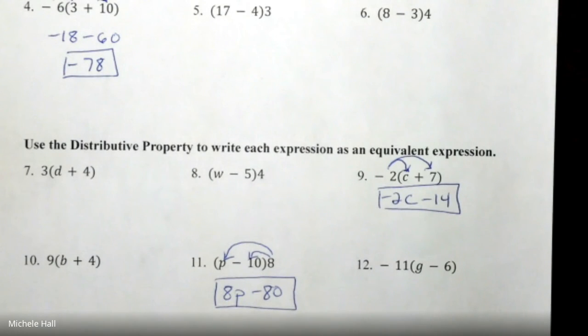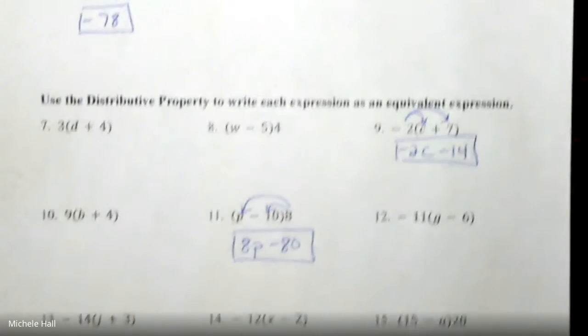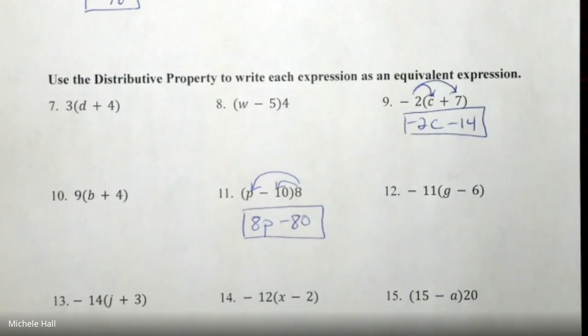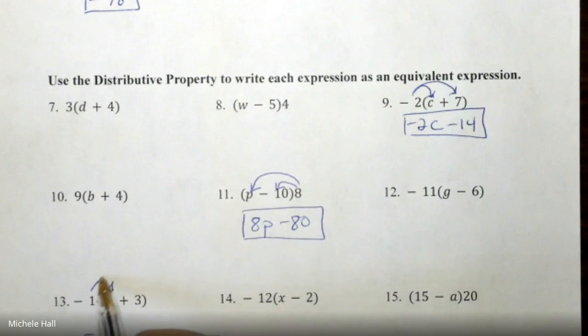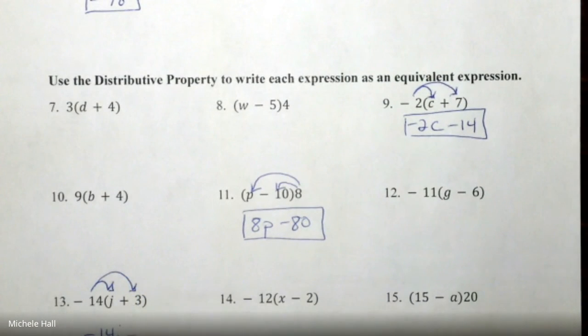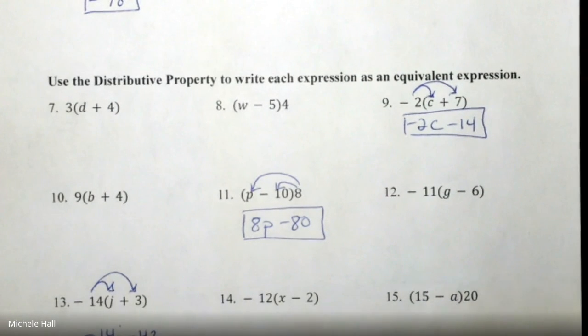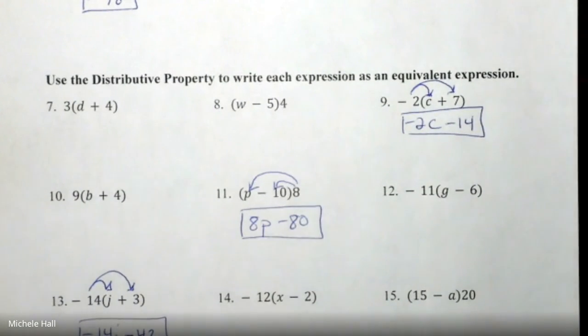Number 13. Go ahead and try this one and then I'll do it. Number 13. Negative 14 times J is negative 14J. Negative 14 times 3 is negative 42. 14 times 3, 12, carry the 1, yep. Okay, finish this page up.